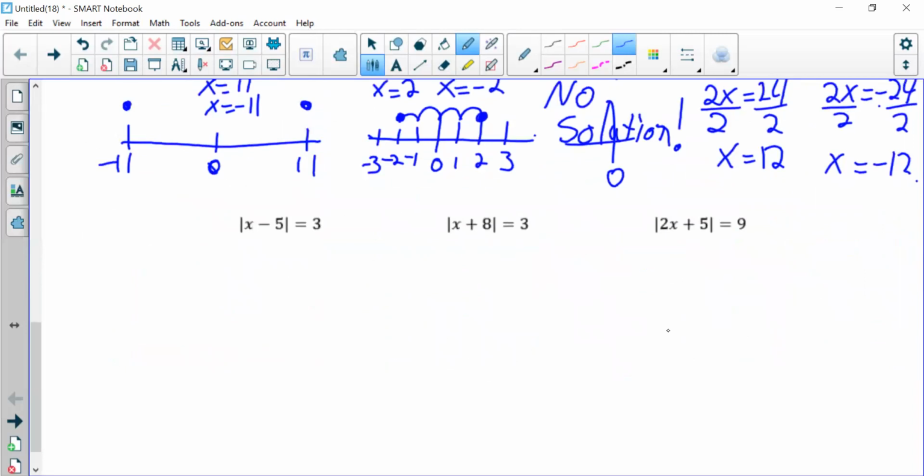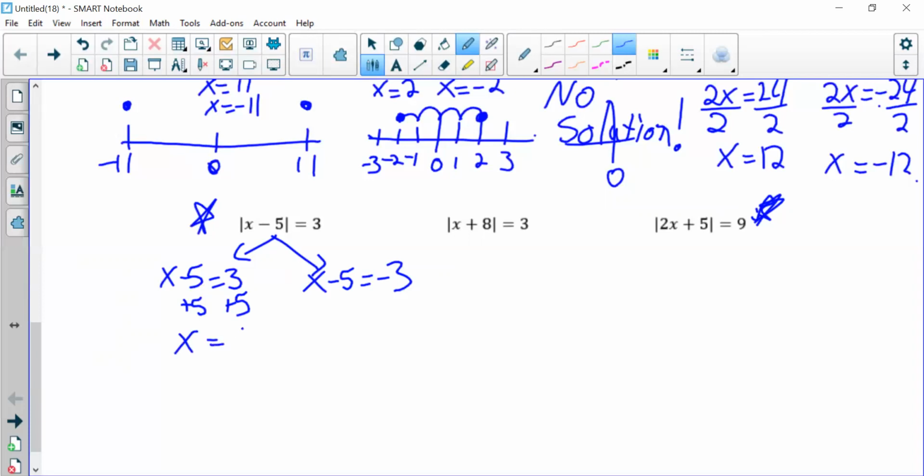And we have a few more complicated ones here. So let's look at this first one, and then we'll look at the third one. All right. It's supposed to be a star, not a B. Smart Notebook's not keeping up with me today. All right, so let's split it apart first. x minus 5 equals 3. x minus 5 equals negative 3. Then solve for x. I'm going to add 5 to both sides. x equals 8.